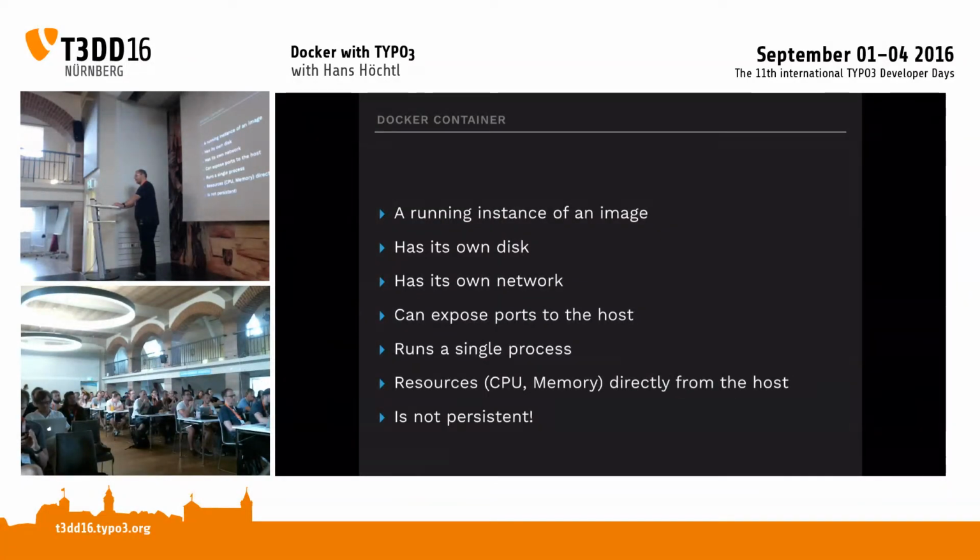So a Docker container is a running instance of an image. It has its own disk. So you get an instance of that image file system and its copy. It has its own network. It can expose ports. A container is intended to run only a single process. Well, we will do something else. We will run nginx and PHP processes in a container because, being honest, it just belongs together.